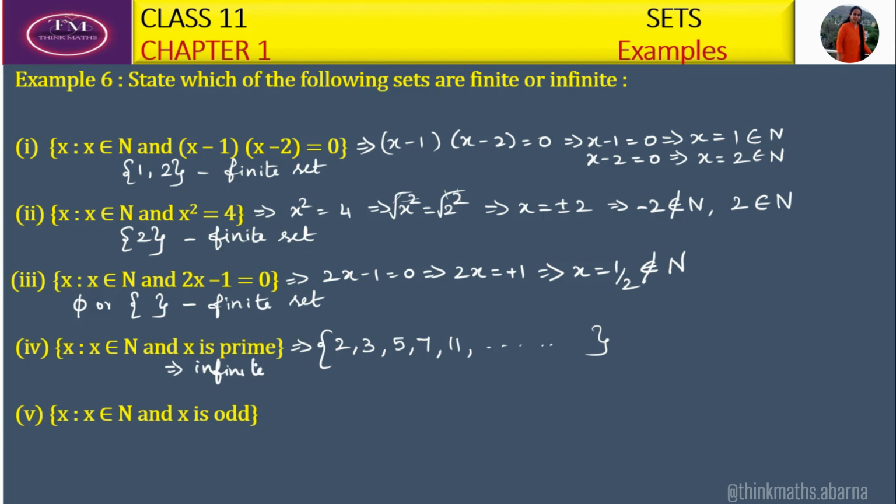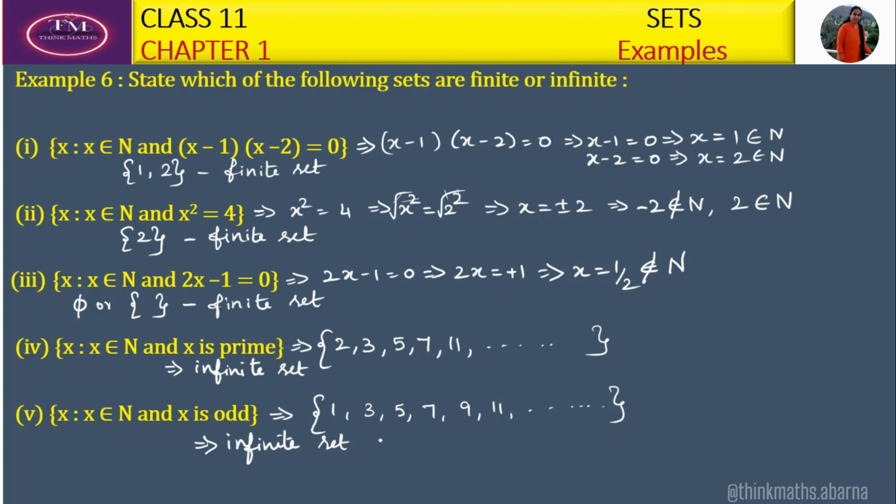Example of an infinite set. In the same way, the fifth problem: set of all x such that x belongs to N and x is odd. So x is a natural number and that natural number should be odd. What are the odd natural numbers? 1, 3, 5, 7, 9, 11, etc. It goes on like this. There is no end. So we cannot count how many numbers there are. So it is an infinite set.